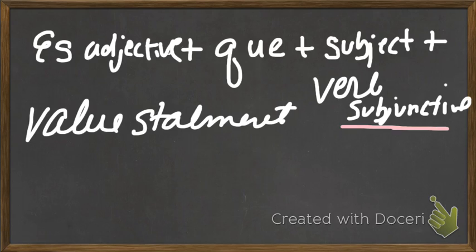So here it is way back here. And these are in value statements. And the value statement is always going to be es plus an adjective, or sometimes it'll be es plus a noun, like es una lástima que, it's a pity that. And they're all things that we use to make values out of. Let's go ahead and start using this.